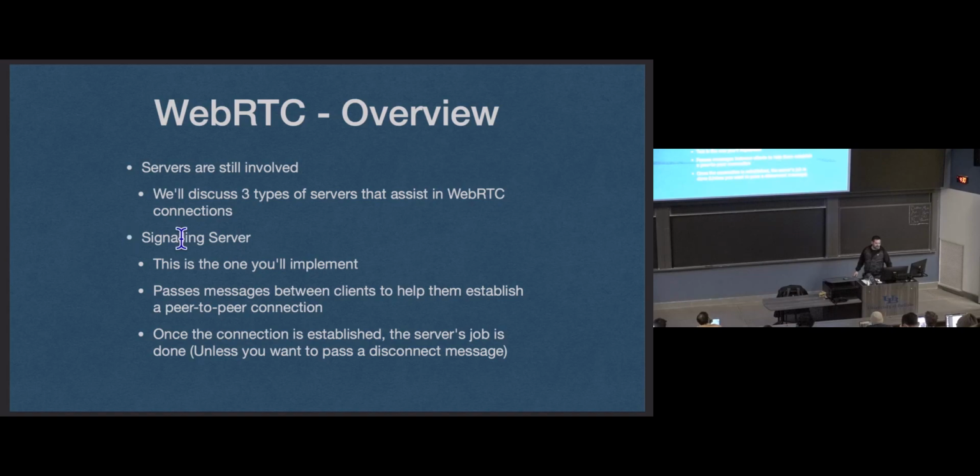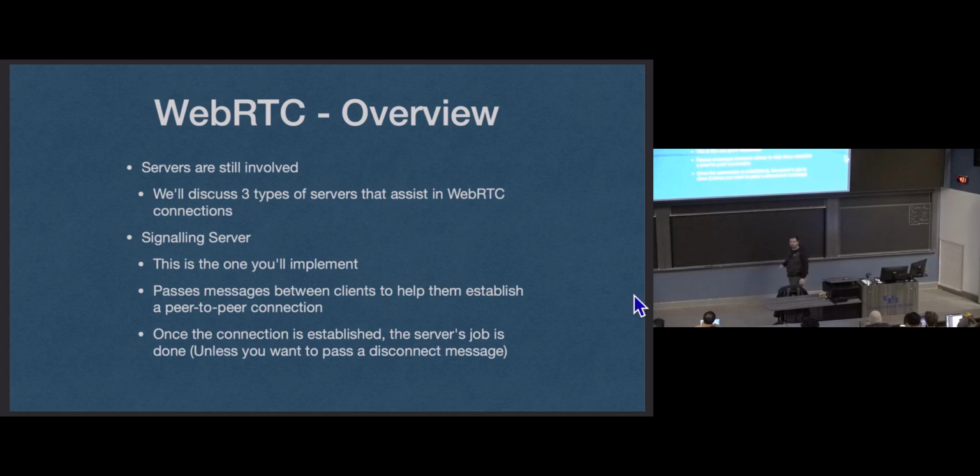One, the signaling server. This is the most important one for CSE 3.12 because this is the one that you'll implement. The other 2 servers we're not going to implement. This is the server that you're going to write. This is going to pass messages between the clients. So when clients want to connect to each other, the client's going to connect to your server and say, I'd really like to join that video call. And then your server is going to go to the other users and say, hey, this person would like to join the video call. And they're going to respond, yeah, I'll join the video call, and then send back. And your server is just facilitating the messages.